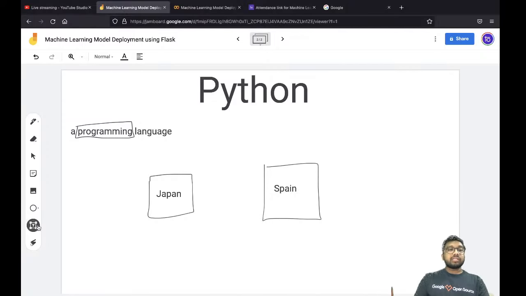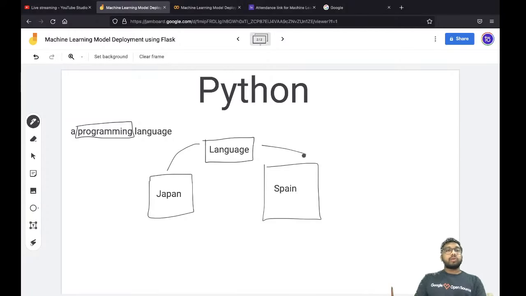Now, if we want to communicate with each other, we use a certain language. Yes or no? This language could be anything. It could be Spanish, English, or any other language. So what exactly is this language? This language is useful to communicate from person to person. Like I am communicating with you. If you know English, you can easily understand what exactly I am telling you, right? And how are we communicating? We are communicating with the help of language.